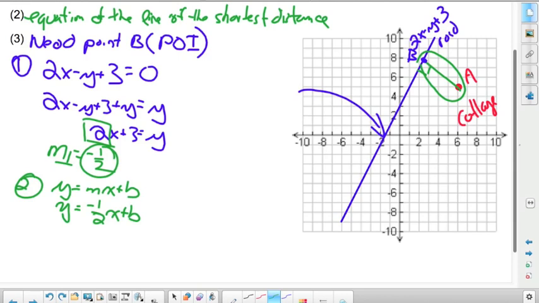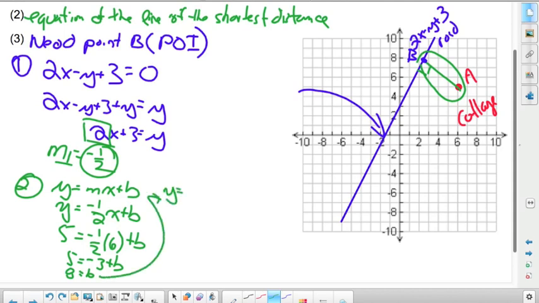You have a question? So when x is... what's our coordinate? 6, comma 5. So when x is 6, y is 5. Right? So we got 5 is equal to negative 3 plus b. So that gives us b is equal to 8. So therefore the equation is y is equal to negative 1/2 x plus 8. So now we've done 2.